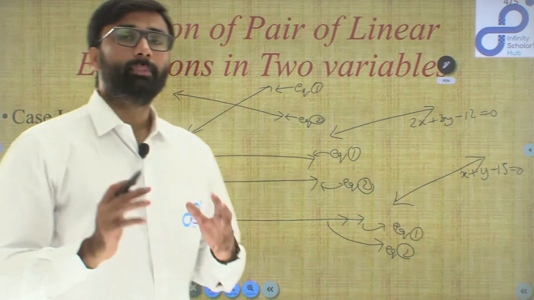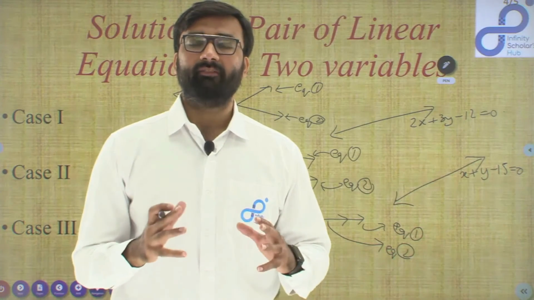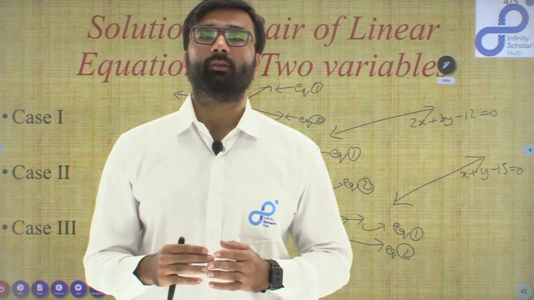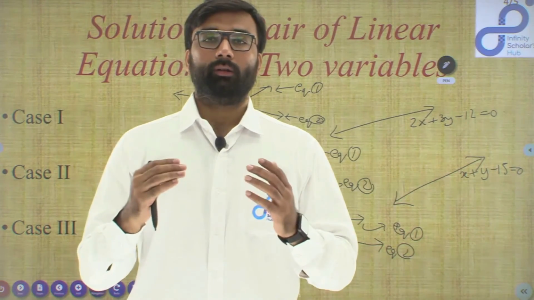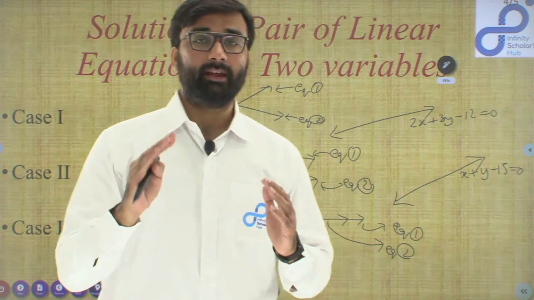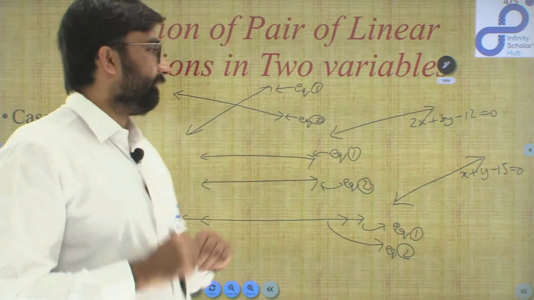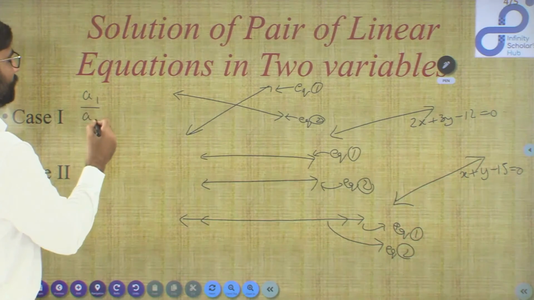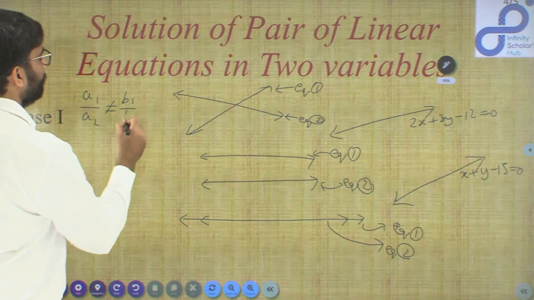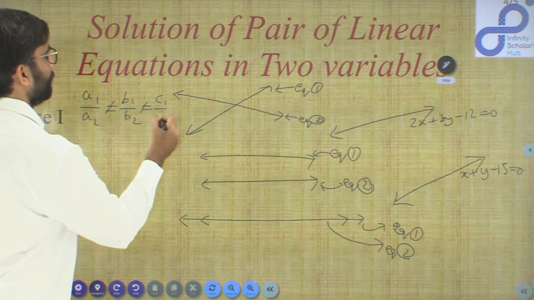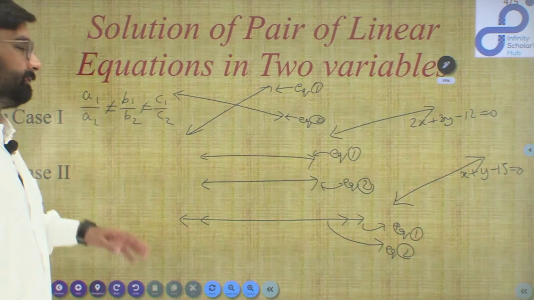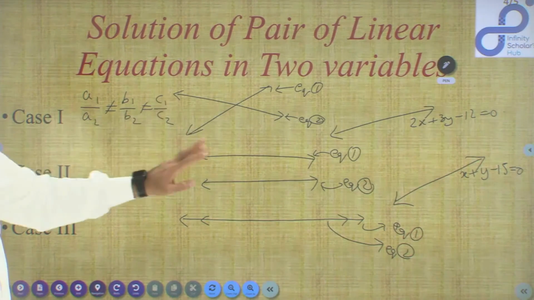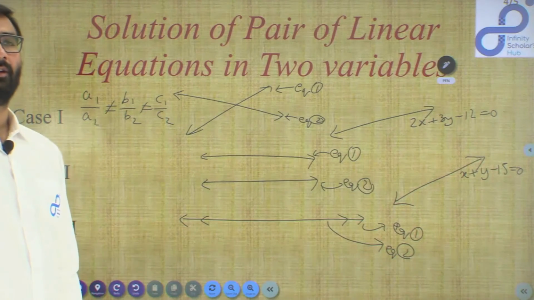Okay, now simply looking at the equations, you can say whether the two lines are going to be intersecting, or parallel, or coincident. Based on just the equations you can find out. So for case 1, that is intersecting lines, your a1 upon a2 will not be equal to b1 upon b2. Okay, so you just have to see the coefficients of the variables, you have to find out the ratio of them, and you will come to know whether they are intersecting, parallel, or coincident.